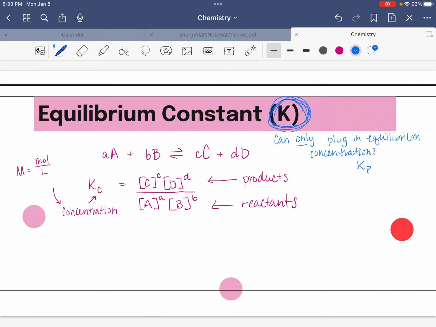Okay, we're going to talk about another constant that we can use in order to determine where the reaction is, in which way it's going to shift. But we'll talk about that here in a little bit.